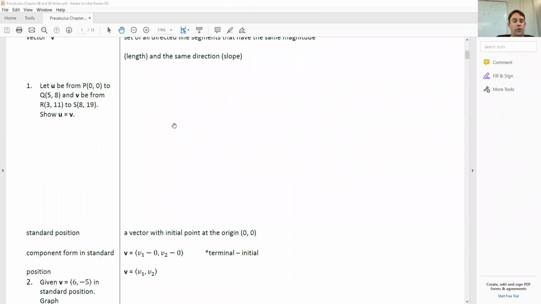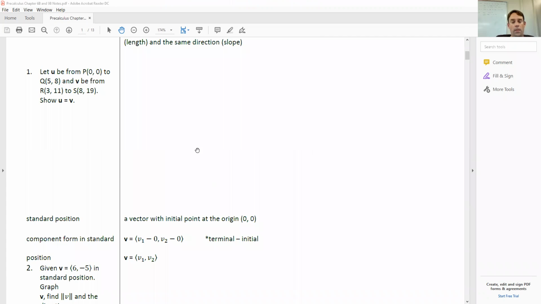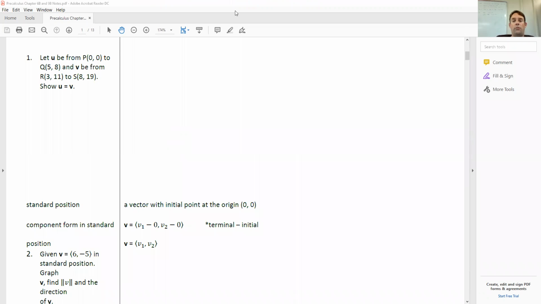So what we're going to look at first is how do we put something in component form, and then we'll play around with it just a little bit more. So component form, it's a little bit right here, terminal minus initial. To find the component form of a vector, we want to figure out what it is where we take the terminal or the endpoint and subtract it from the first point. So let's see what we got here.